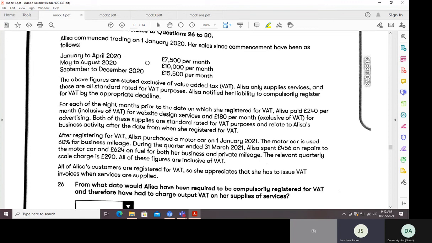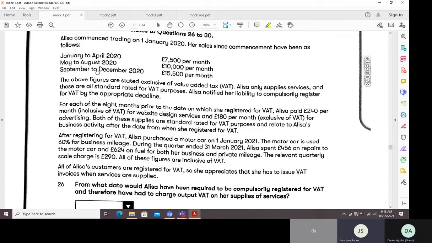So from January to April, how much are we going to make in all? 7,500 times 4 months. Okay, and that will give us, I think, 30,000. Then from May to August will give us how much? Each month is 10,000. So May to August will give us 40,000. So as at the end of August, what will be our total sales? 70,000. So we have 70,000 as at the end of August.